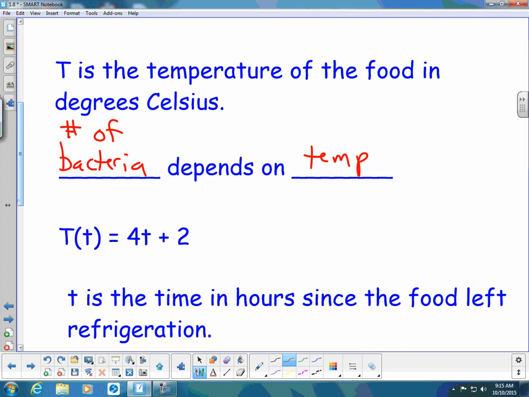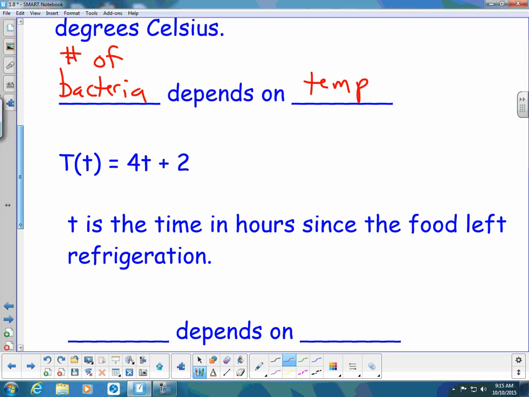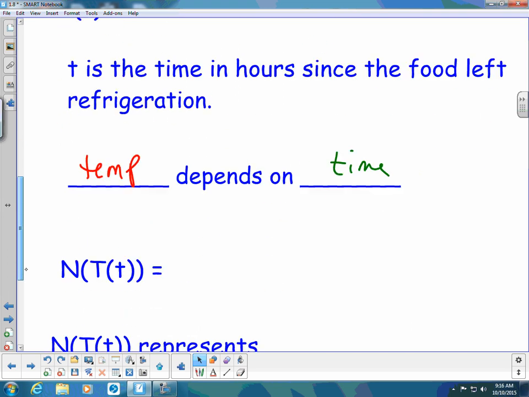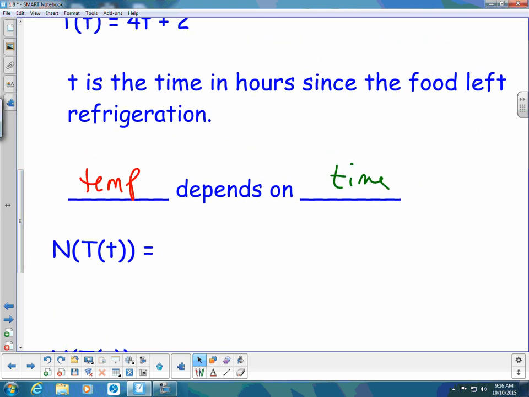All right, and then this was the other expression that we just said, 4t plus 2. And that t is the time in hours since the food left refrigeration. So now we're comparing the time versus the temperature. And again, I would ask you, does the time depend on the temperature, or does the temperature depend on the time? I think you would tell me that the temperature of the food that's been left out depends on the time, on how long it has been out of refrigeration. So that's why composition of functions can be used to make sense of this problem.